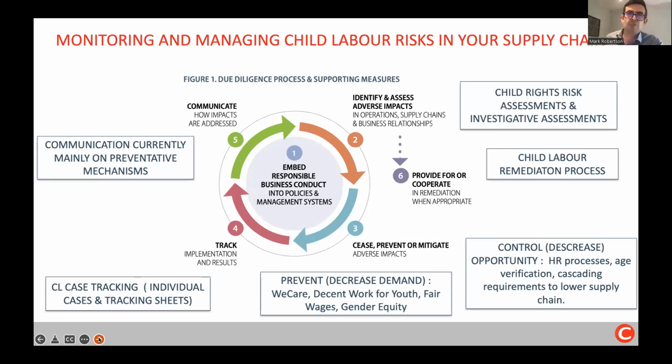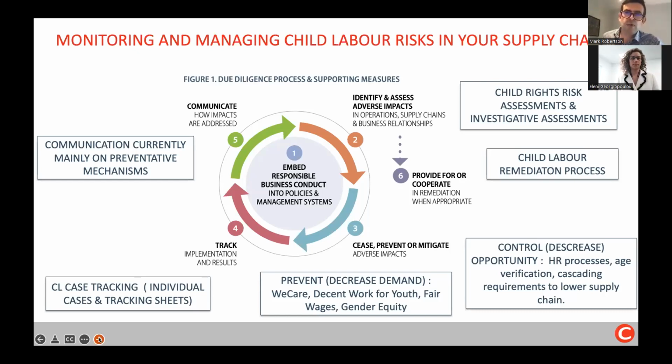So obviously, starting at the first stage, making sure that you have strong processes, policies and systems in place, strong codes of conduct that have comprehensive requirements covering child labour. So that's about going much beyond a simple commitment not to employ children in your supply chain, to covering a lot of the broader issues that we've talked about already today around young workers, hazardous work, etc. And really making sure that that code of conduct is communicated down your supply chain.